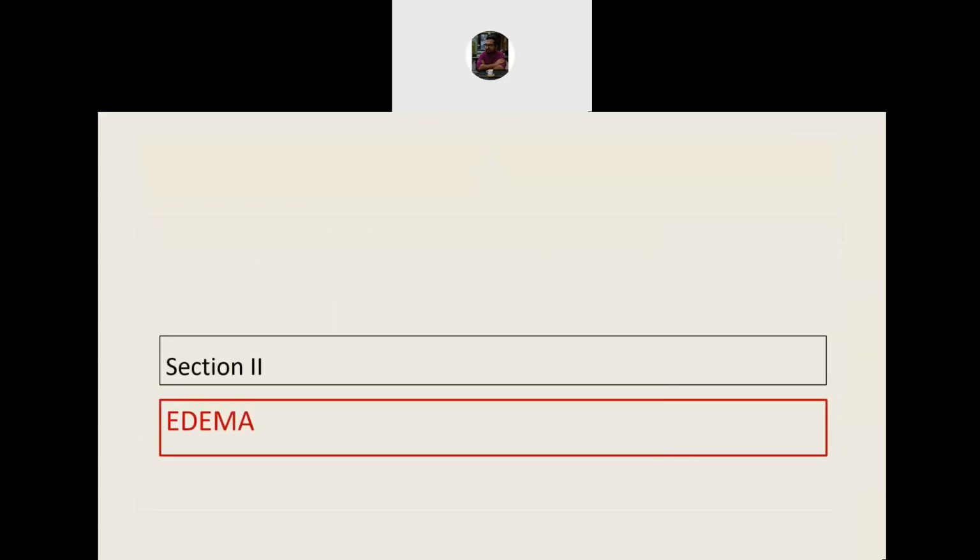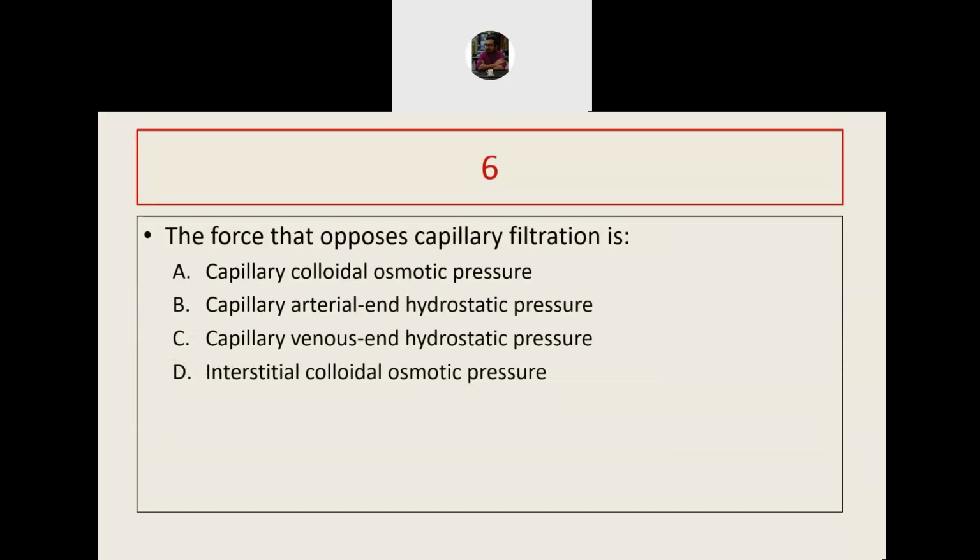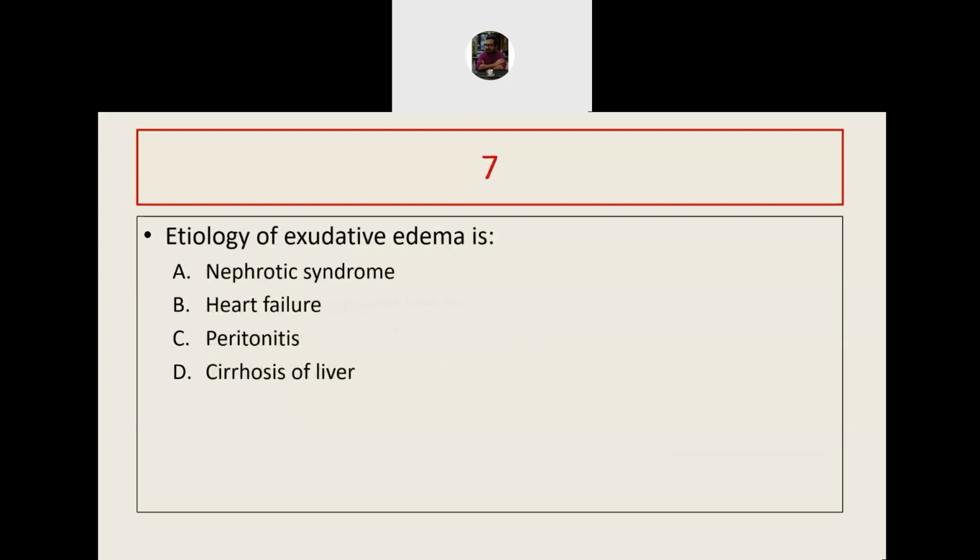The second section is on edema. Let us try to answer a few questions before we start. The force that opposes capillary filtration is. Next question. Etiology of exudative edema is.